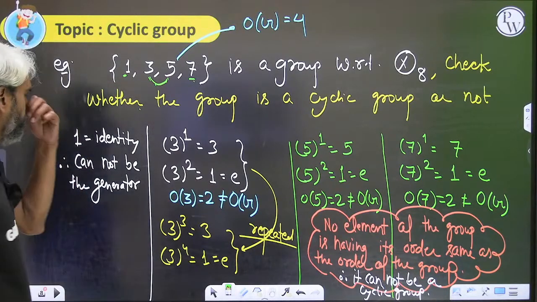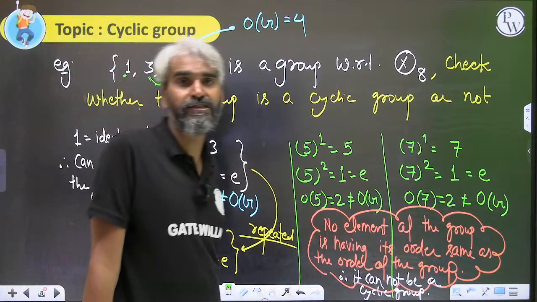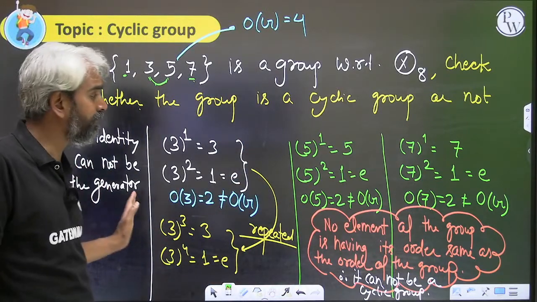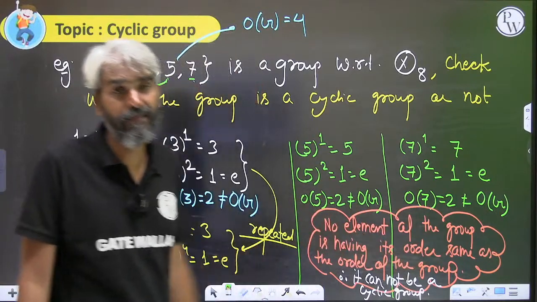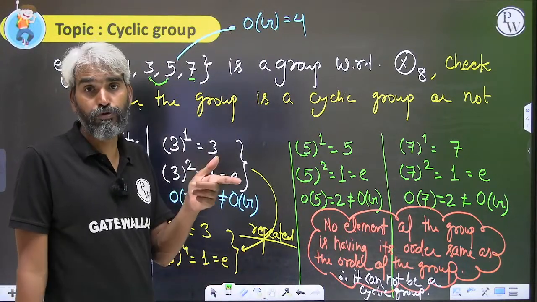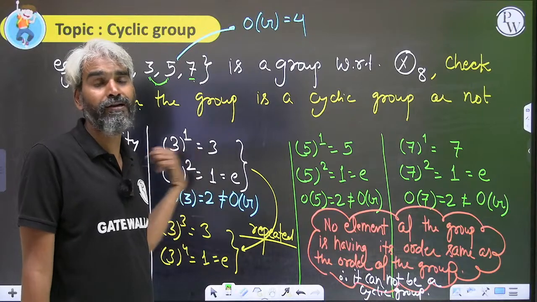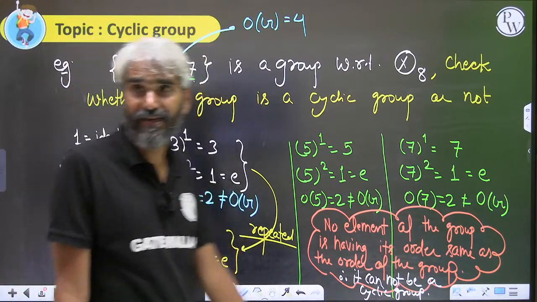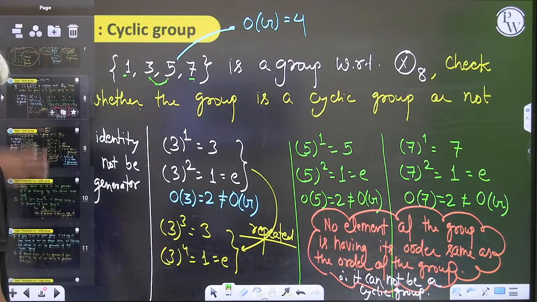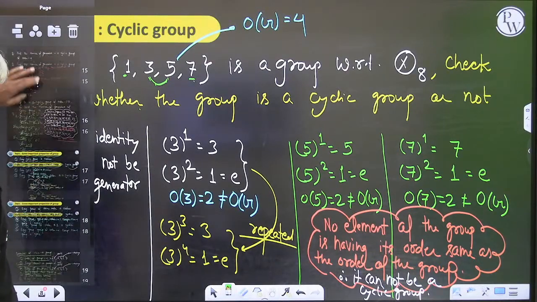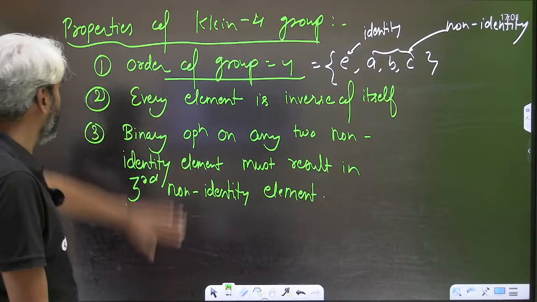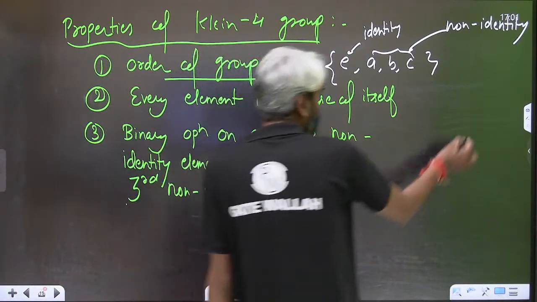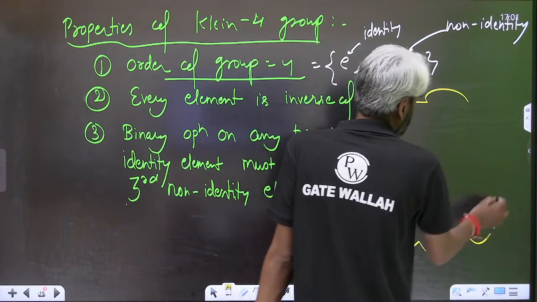Clear? Anyway, it's very obvious that if every element is its own inverse, then the identity element will have order 1, and every other element will have order 2, and the order of the group is 4. So no element of the set will have order equal to the order of the group. Therefore, it cannot be a cyclic group. Okay, fast. So this is the Klein 4 group. Please remember, the Klein 4 group is not a cyclic group, but it is an abelian group.